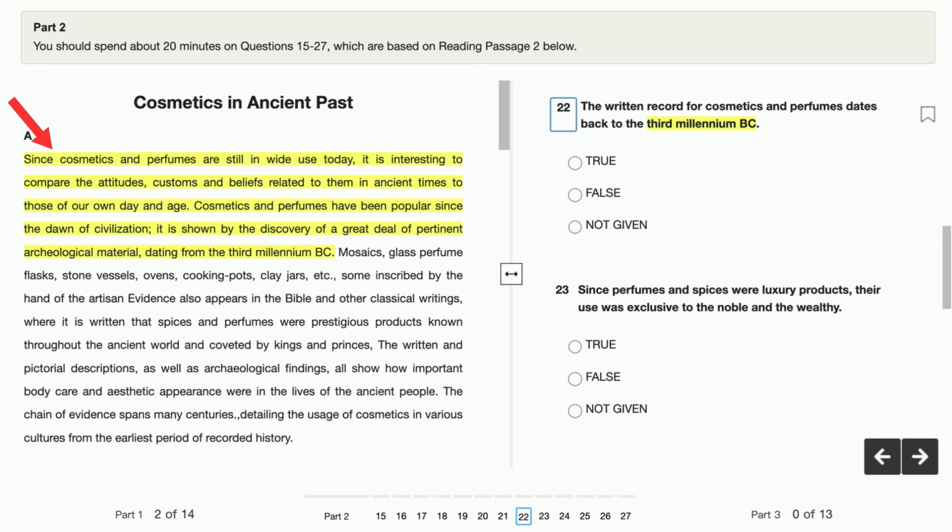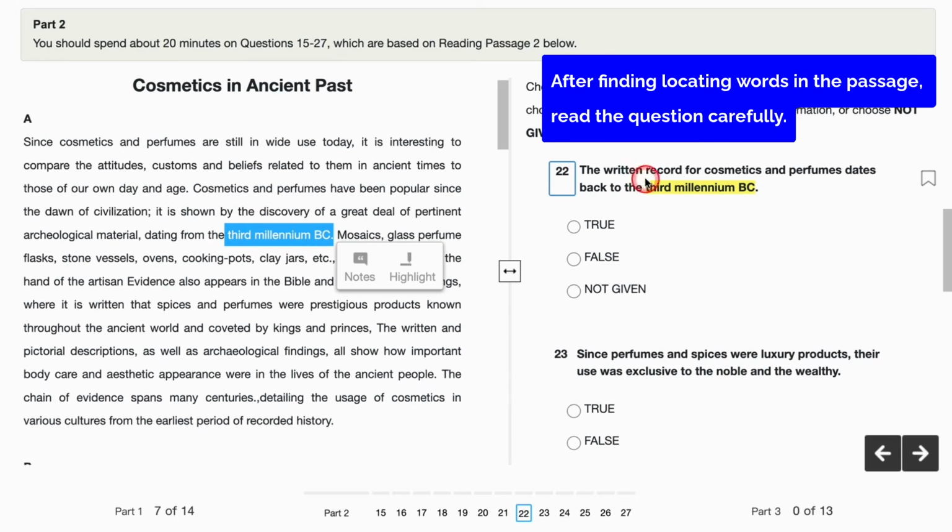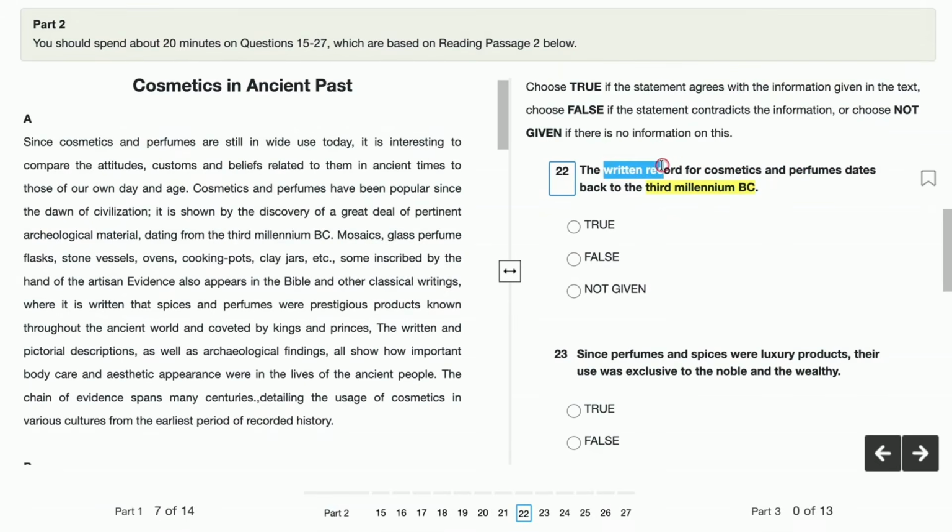It is shown by the discovery of a great deal of pertinent archaeological material, dating from the 3rd millennium BC. As you can see, here it mentions 3rd BC. So now we need to read the question again, this time read it carefully. The written record for cosmetics and perfumes dates back to the 3rd BC. I think a written record is very important. Let's read this part carefully and see if it also mentions written record.